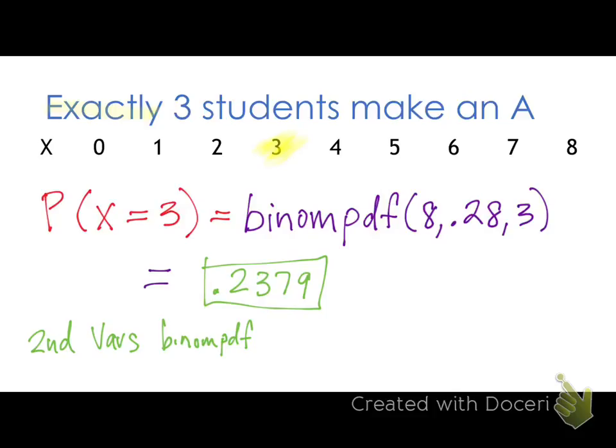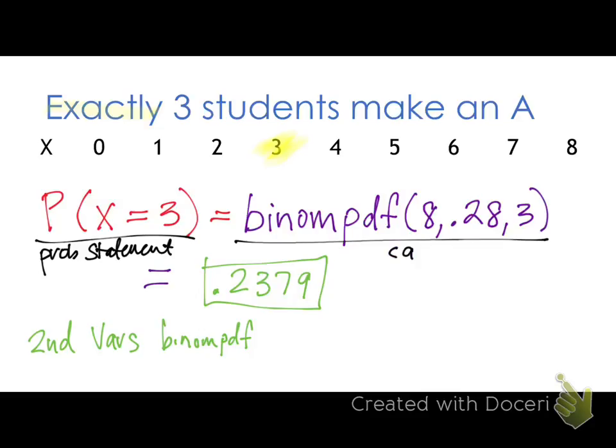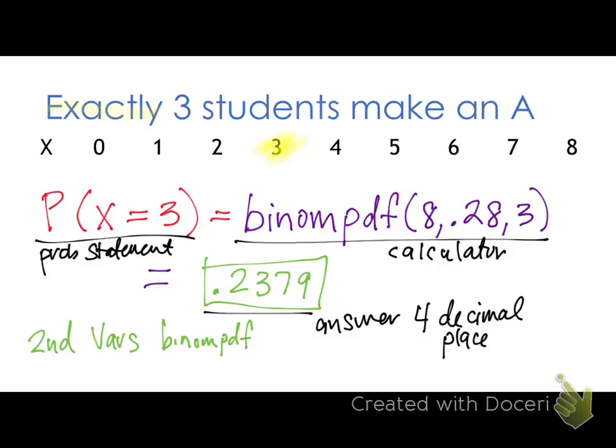When you're answering this on an AP test, you want to include your probability statement. You want to include what you type in the calculator, and then you also want to include your answer to 4 decimal places. So that's what I mean when I say show your work. You need all 3 of these things.